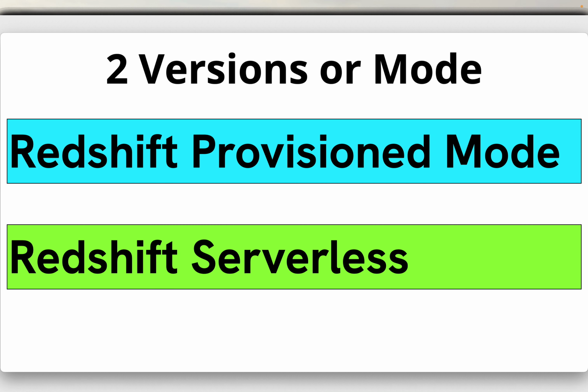So Redshift has two versions. One is the original, which is the Redshift regular version, also called Redshift Provisioned Mode or Redshift Managed version, in which you can see clusters and nodes. Then they came with serverless technology, and that version is known as Redshift Serverless, and I will be covering both the versions of Redshift in this lecture. I will be explicitly calling out when I am talking about provisioned mode or the serverless mode.